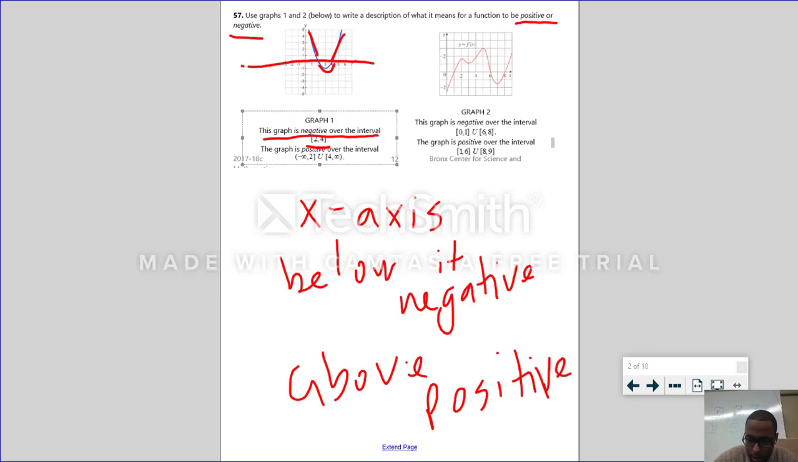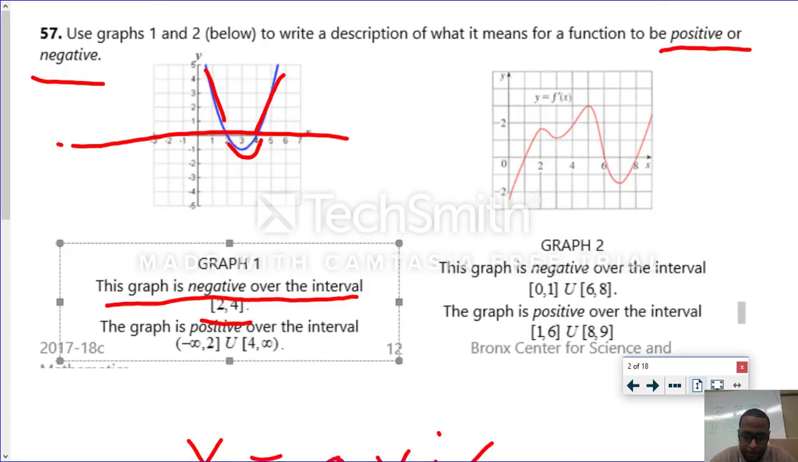Okay. So, looking back at that question again, the second part. It says the graph is negative over the interval 0, 1. So this is 0 to 1, and we look, the graph is below the x-axis. And because it's below the x-axis, it is negative. Okay, same thing here. Once it's below the x-axis, again, it is negative.